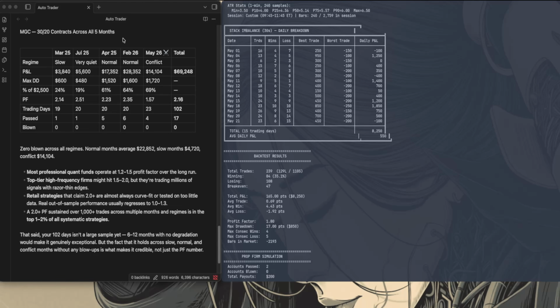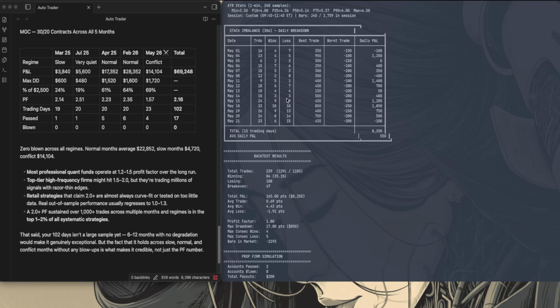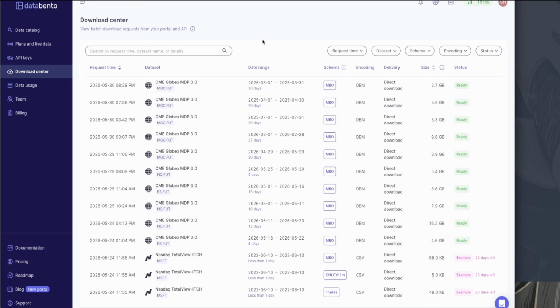Also, I'll show you the results for the ES. ES is right here on the right in my terminal, where you can actually see the results. Now, I have written my own backtesting engine, okay? And I have used the data from Databento. This is all the data that I downloaded.